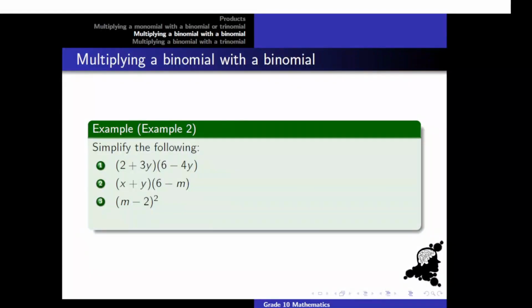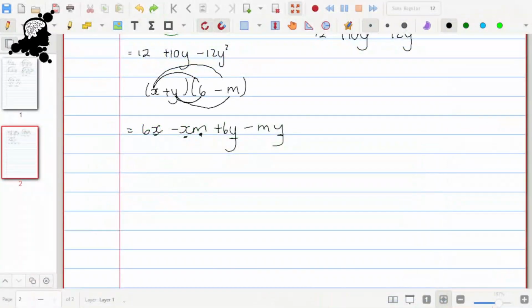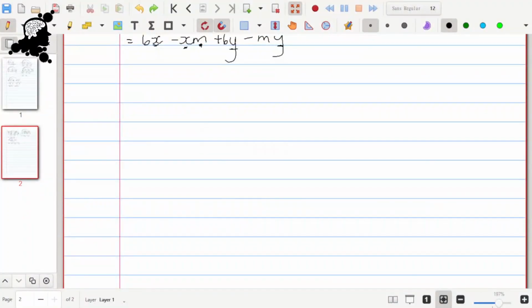m minus 2 squared. I love this question. Alright, so we have here m minus 2 squared. You would remember that we said 4 squared is the same as saying 4 times 4. x squared is the same as saying x times x. So, m minus 2 squared is the same as saying m minus 2 into m minus 2. Let me put this on the next line. So this is going to be m minus 2 into m minus 2. Now we can multiply it out.